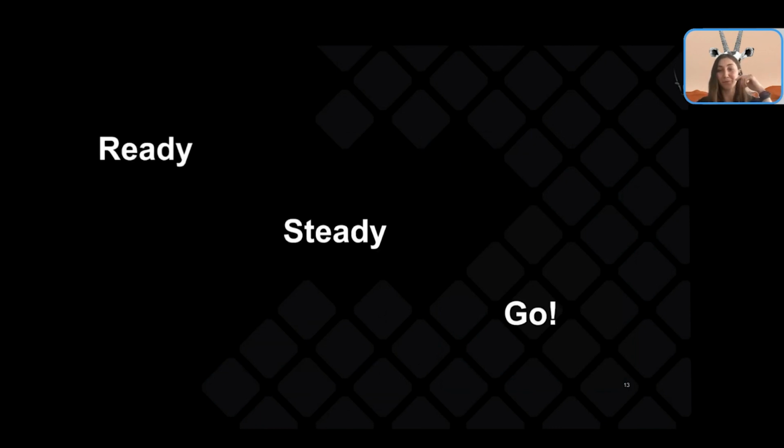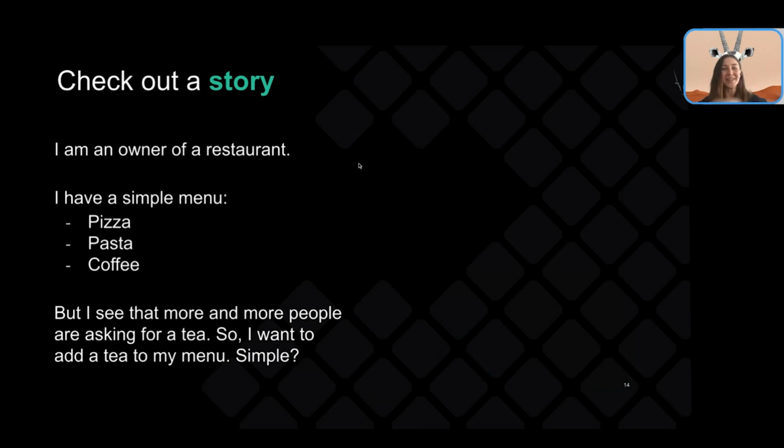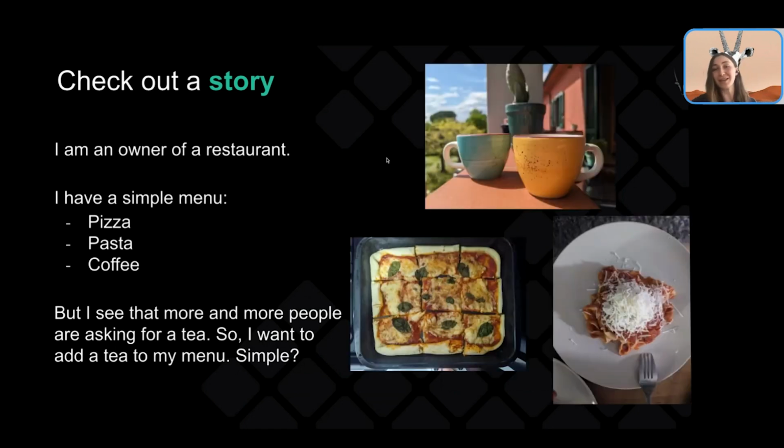Let's move on. So for example, I have a customer who's coming to me. He or she is an owner of a restaurant, and they have a simple menu: pizza, pasta, coffee. Here I have some pictures. Actually, I cooked that by myself. You can see, probably those are not the best pictures, but still they were super delicious.